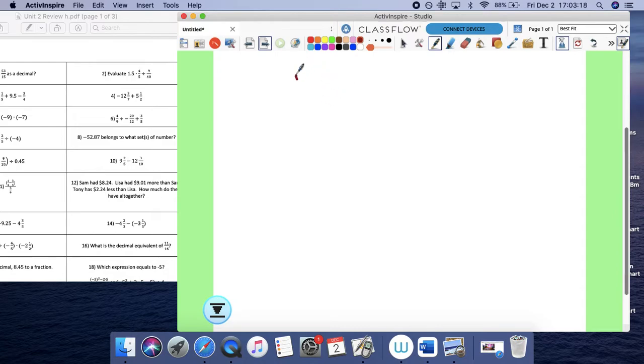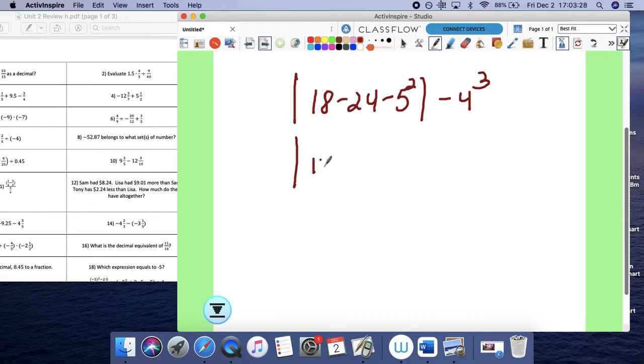18, another absolute value. 18 minus 24 minus 5 to the second power, closed absolute value, minus 4 cubed. All right, order of operations. Let's change a few things. So it's 18 minus 24 minus 25, right? And then 4 to the third power is 64.